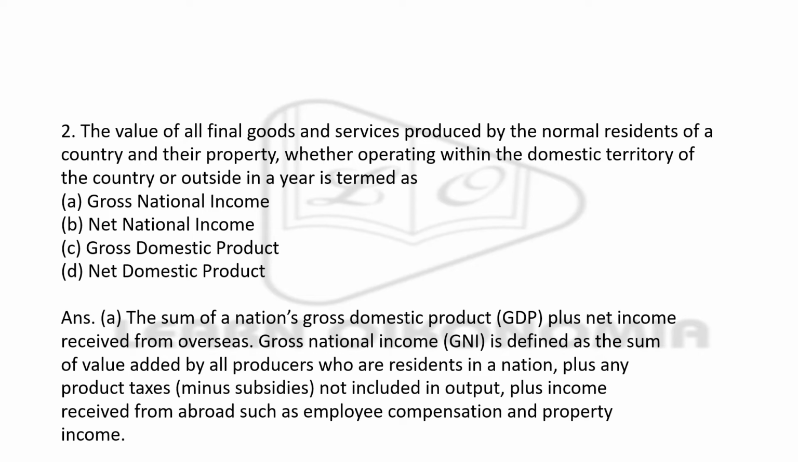So the right answer here is option A, gross national income, which takes into consideration the income earned by the normal residents of a country and their property, whether they are operating within the domestic territory of the country or outside. Here depreciation is taken into consideration, net indirect taxes is taken into consideration, the domestic territory and net factor income from abroad are taken into consideration. All these things are taken into consideration. So you have to be very clear about the concepts first, then only you will be able to pick the right answer from the options given for these kinds of questions.